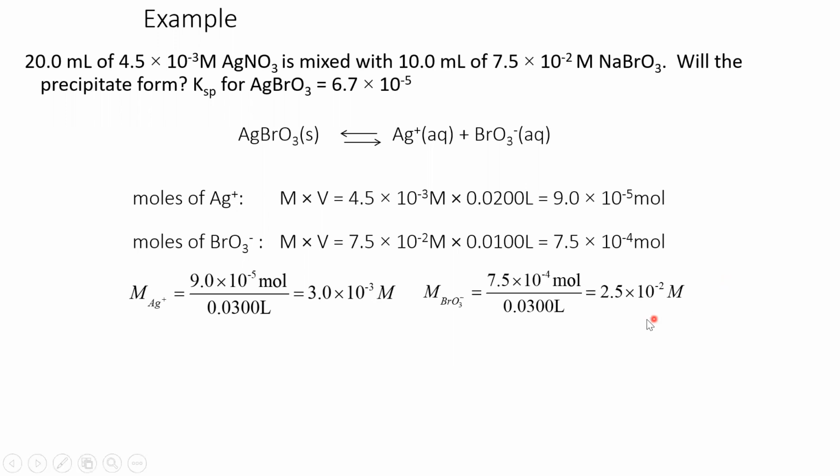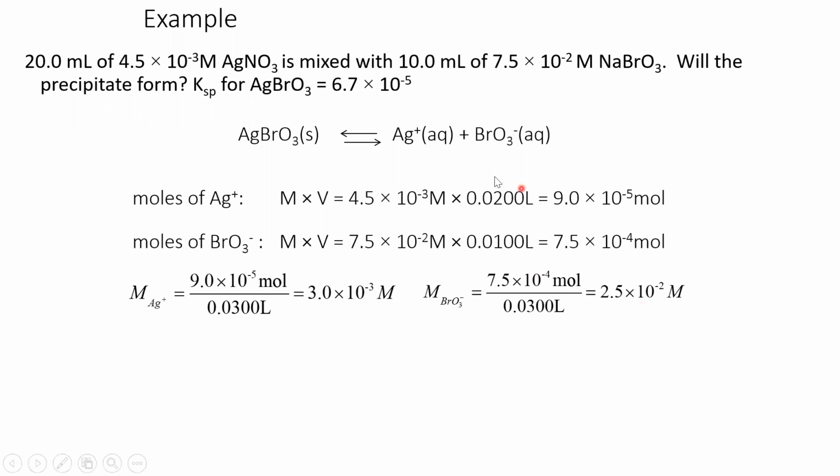Agreed. Now I just wrote it in scientific notation. It's okay that it's not. So 7.5 times 10 to the minus 4 divided by the total volume, which is 0.0300. So the molarity of the bromate ion is 2.5 times 10 to the minus 2.